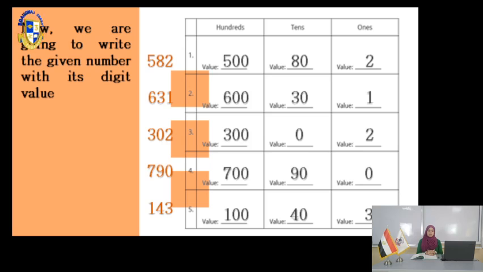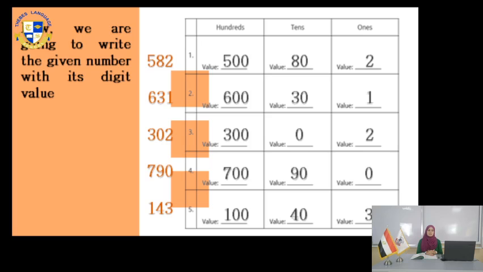In the next page, we are going to write the given number with its digit value. The first one is 582. Listen to the number that you're reading. 582. How many hundreds can you hear? 500. That's right, 500. What about the tens? You can hear 80. So the tens is 80. And the ones is 2.